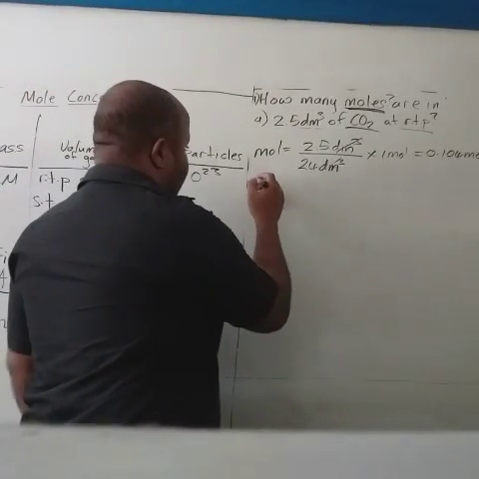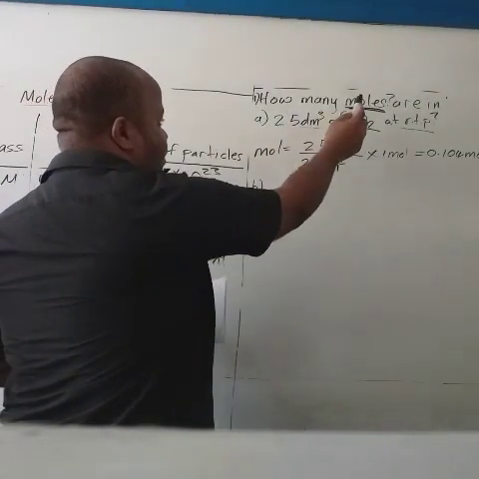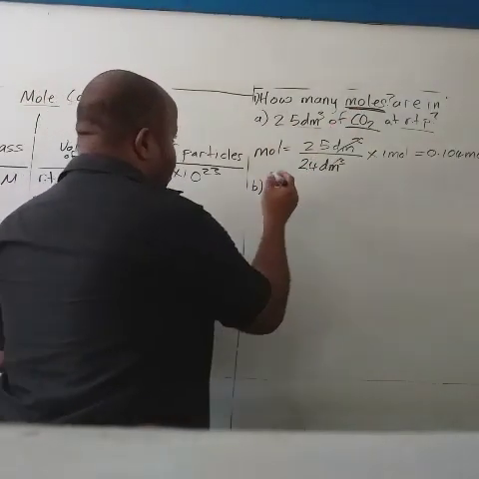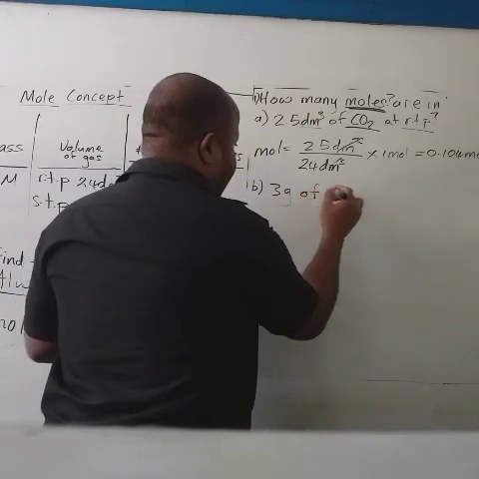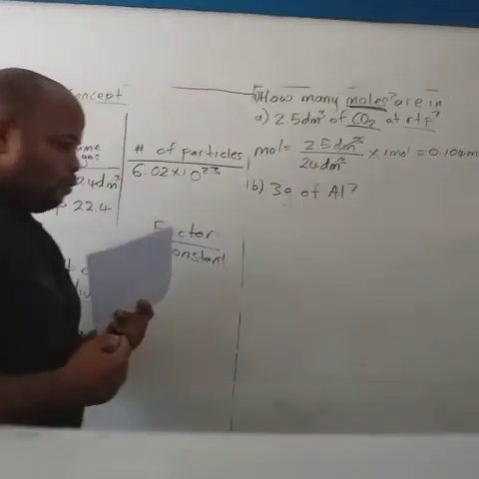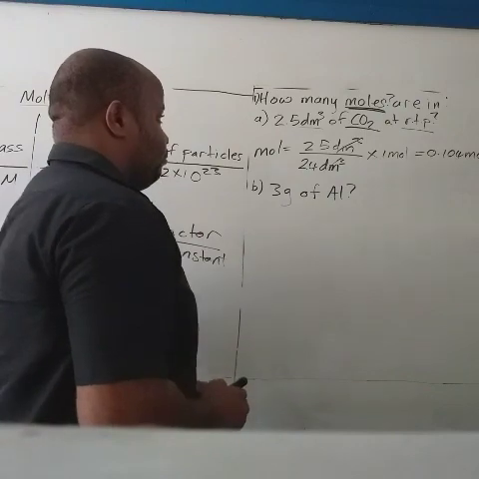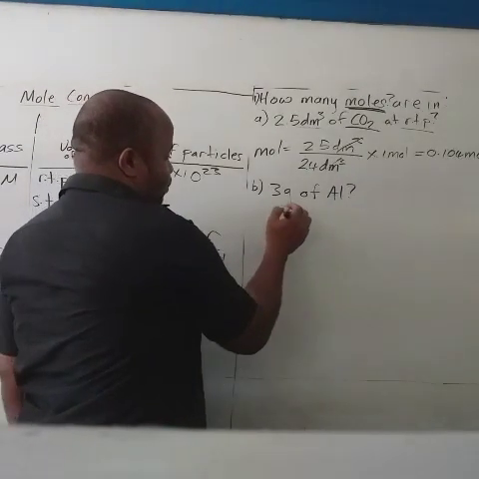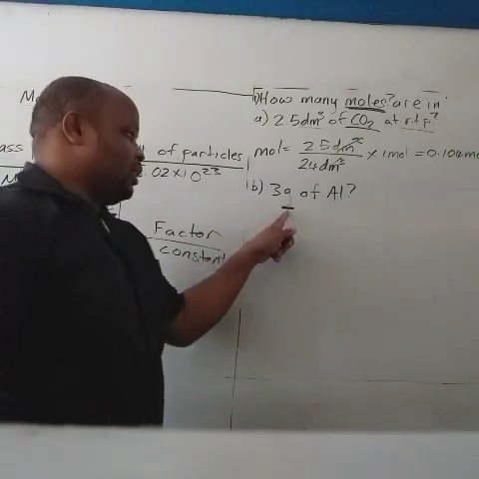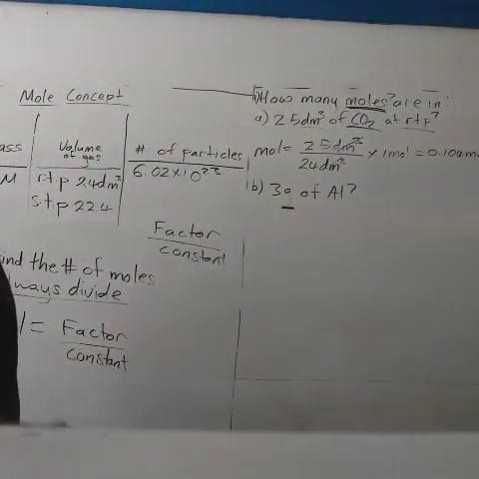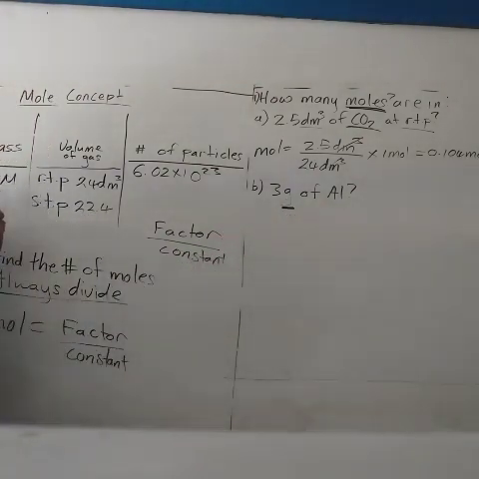In the second example, so in these three examples, we will be finding the number of moles. So in this example, we are finding the number of moles in 3 grams of aluminium. So how many moles are in 3 grams of aluminium? What is the factor given here? Check the unit. It is not BMQ, so we know it's not volume. G is grams. Gram is the unit for mass. So once you see that the factor is gram, then the constant is molar mass.